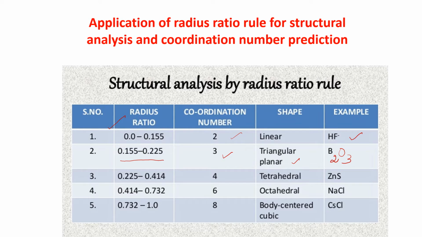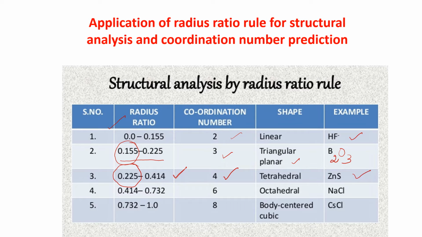This is the example. Now, the radius ratio is coming 0.155 to 0.225. Actually, 0.155 is the ideal value. But there is a range from 0.155 to 0.225, which is coming to triangular planar. Now, from 0.225 to 0.414, this one is coming for tetrahedral. Now, you know that tetrahedral, there are 4 atoms, so coordination number is 4. Now, 0.224 is the exact ideal value, ideal void for tetrahedral structure.